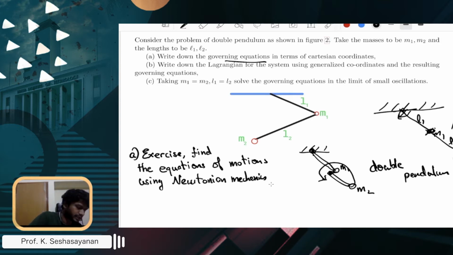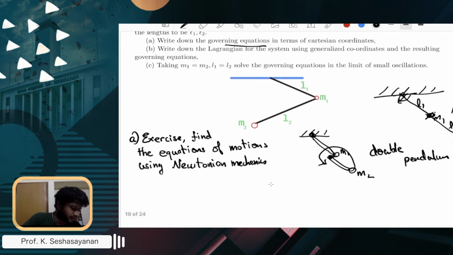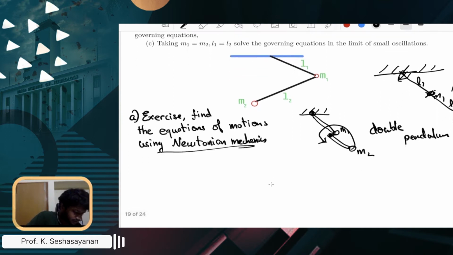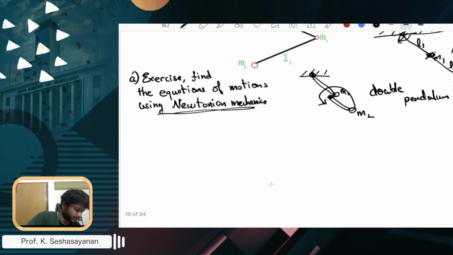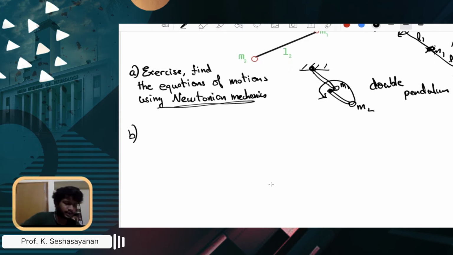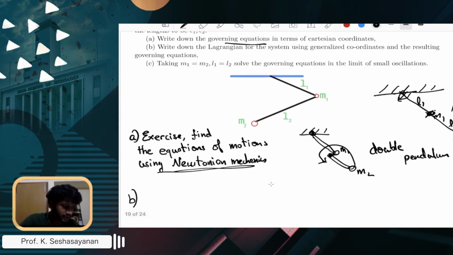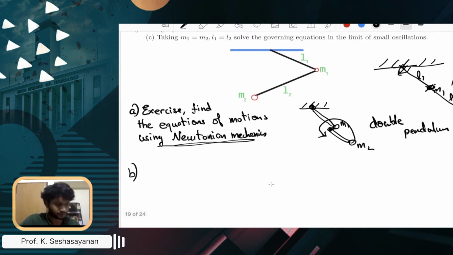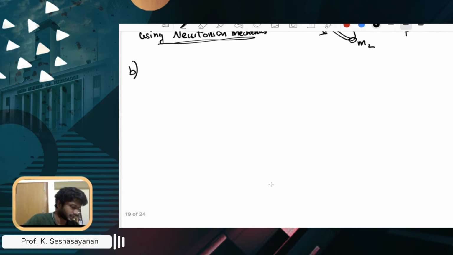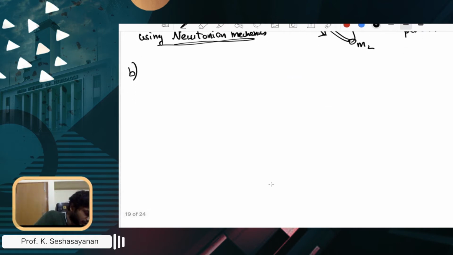So here we don't consider the Lagrangian, which is part B. So in this part A, one has to do it using the standard Newtonian approach, and soon it will be clear that it will take much longer time as compared to the Lagrangian mechanics. And part B is to write down the Lagrangian for the system using generalized coordinates and the resulting governing equations. So this is the part that I will try to concentrate upon here, and just read out.